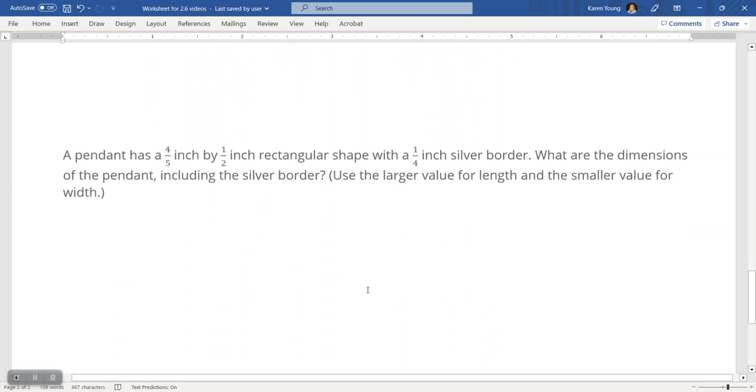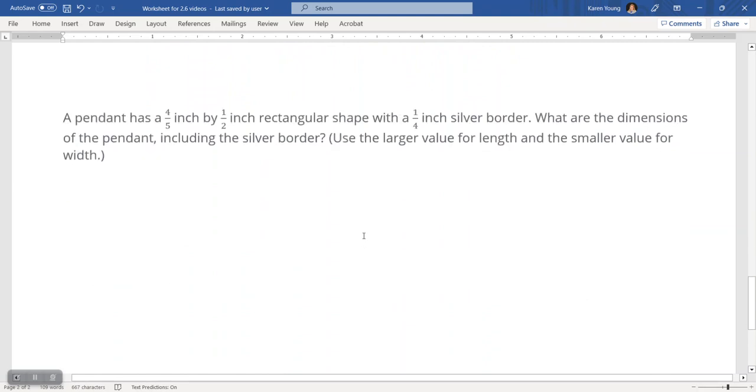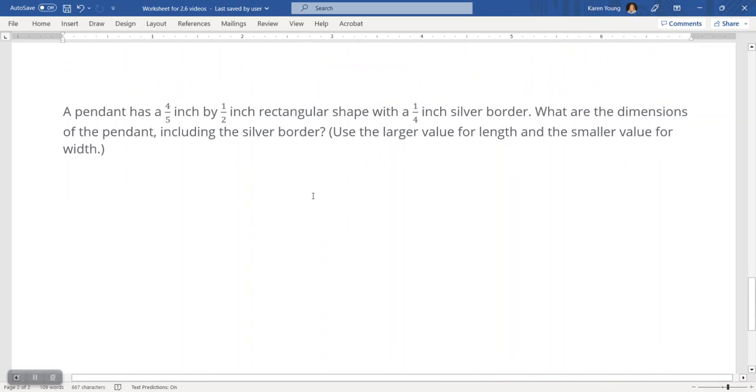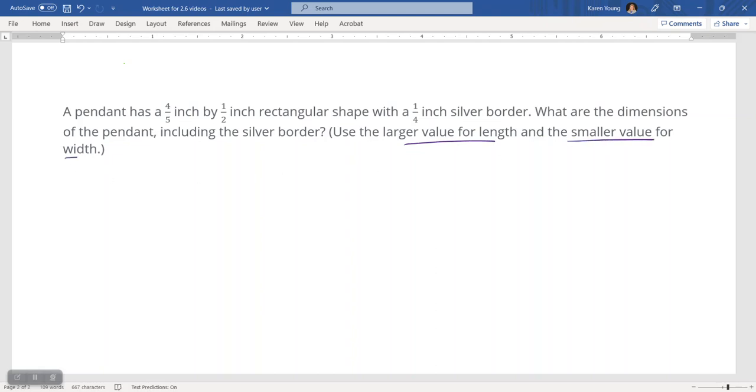In the last word problem, at least I think it's the last word problem. All right, we have a pennant. A pennant has a 4/5 of an inch by 1/2 inch rectangular shape with a 1/4 inch silver border. What are the dimensions of the pennant, including the silver border? Use the larger value for length and the smaller value for width.